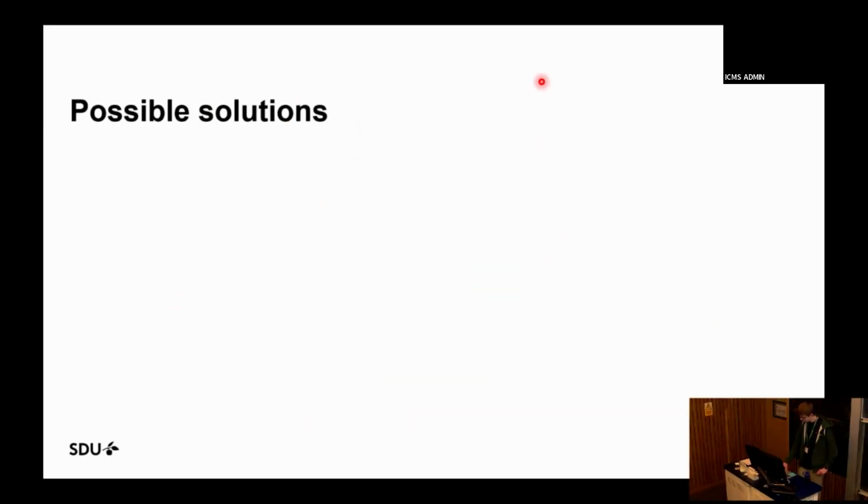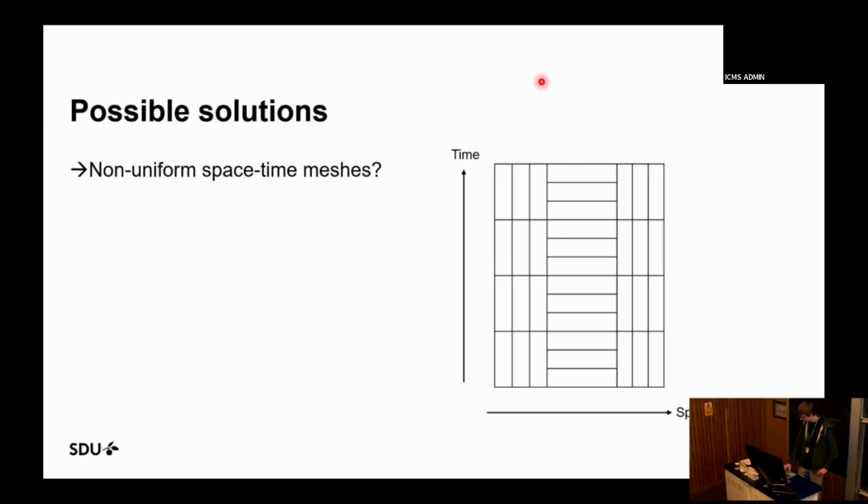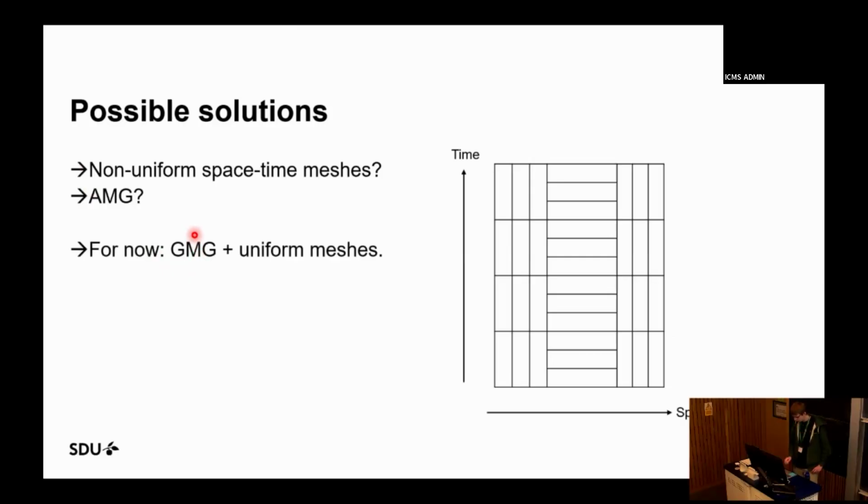Now, there are a few possible solutions for this. It might be possible to use non-uniform space-time meshes, so where you basically coarsen in time in some parts and coarsen in space in other parts. You could probably also use algebraic multigrids, which was also mentioned yesterday, because it automatically detects the direction of strongest coupling locally. However, we have decided to investigate using only geometric multigrid methods along with uniform spacetime meshes.